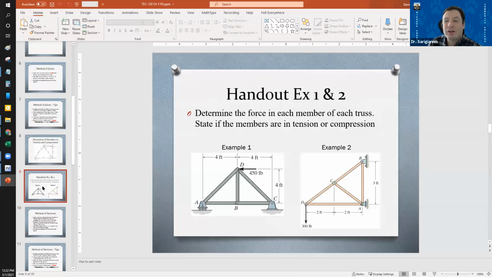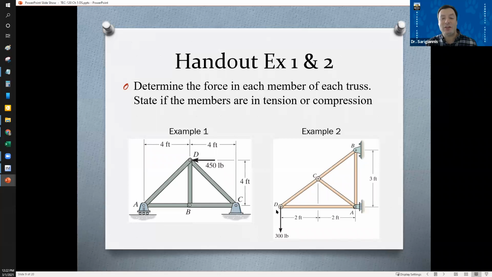So we just finished method of joints, right? And method of joints was interesting because it allowed us to figure out for every single member here, by doing a force balance on the appropriate joint, we could figure out what the force of each member was and if that member was in compression or tension.